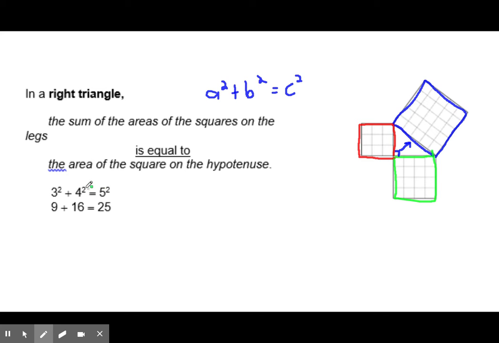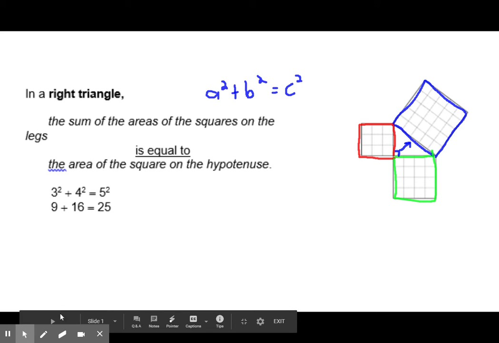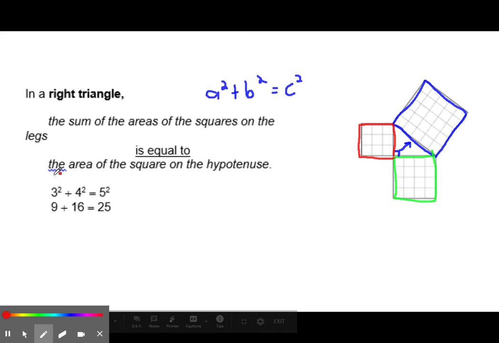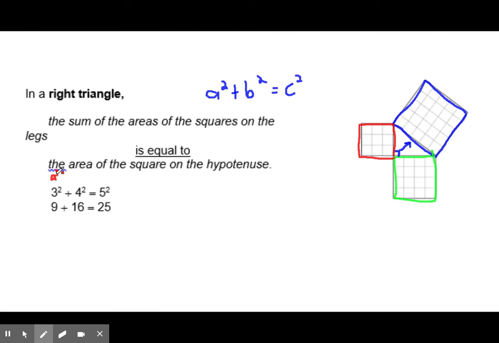So if I look down here, well, first let's read what it says. It says in a right triangle, the sum of the areas of the squares on the legs, okay, is equal to or is the same as the area of the square on the hypotenuse. And then they've got our equation down here. So a squared, oops, let me make that a different color so you can see it better. So we've got a squared plus b squared equals c squared.